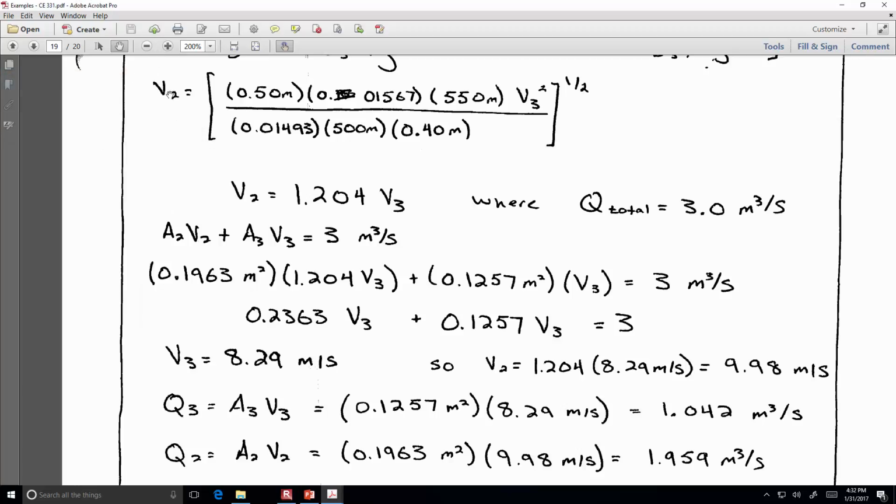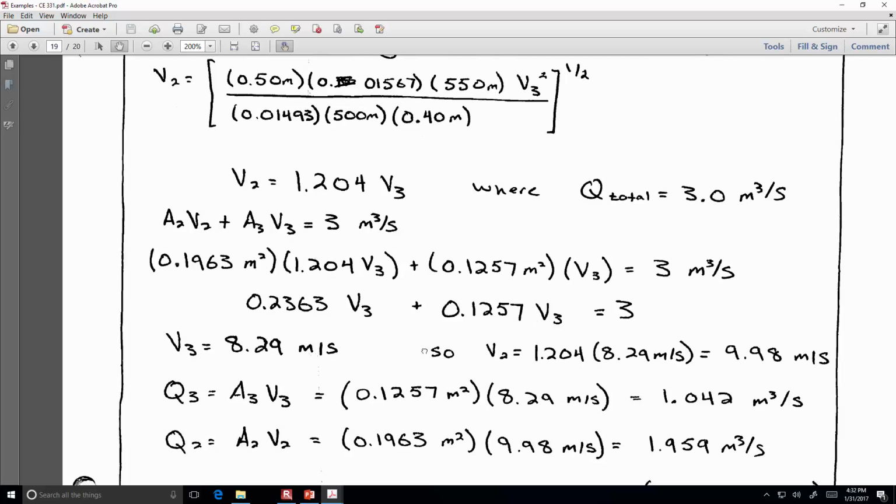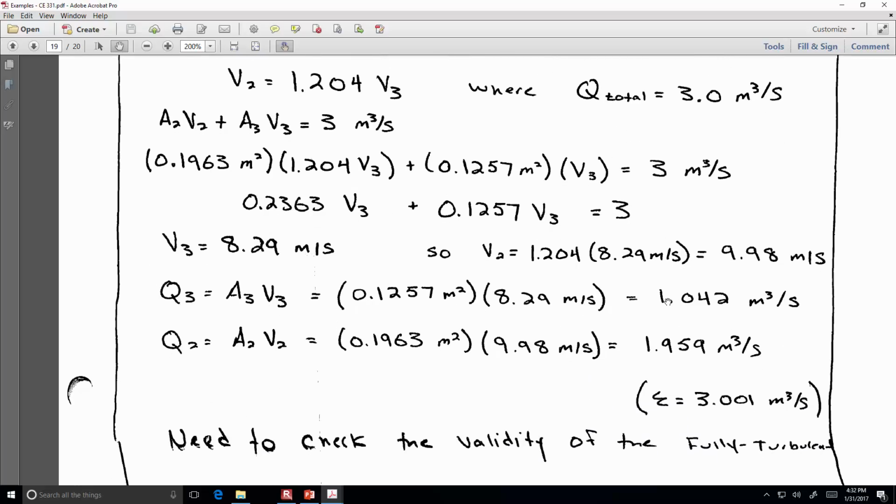All right, so one thing I did here is I wanted to make sure that Q2 plus Q3 equals the 3 cubic meters per second. So you double check the sum of those two flows, and it's pretty close to 3, so that's a good sign. And then we need to check the validity of the fully turbulent assumption.